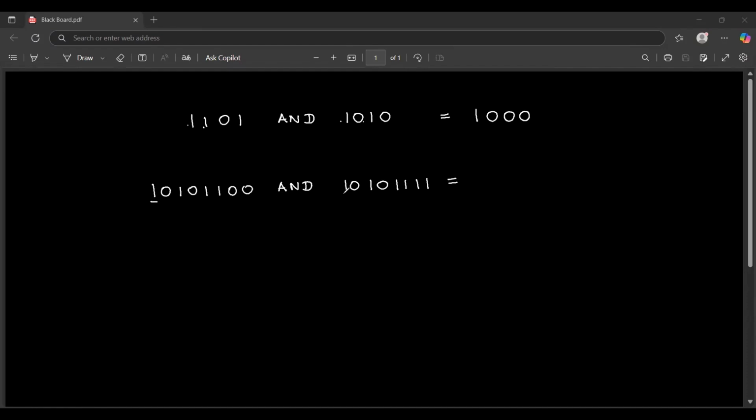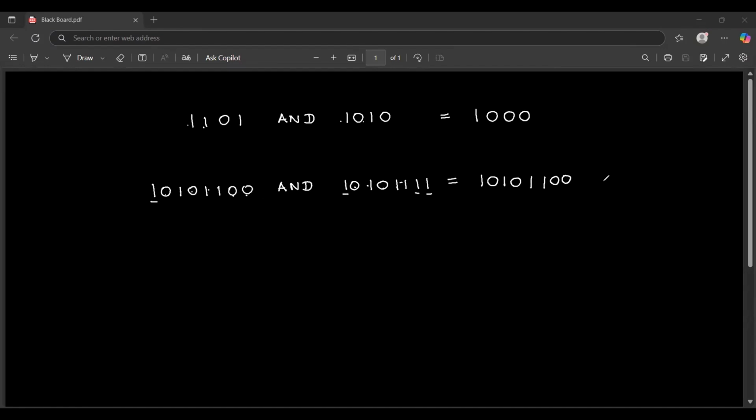Well, 1 into 1 will be 1, 0 into 0 will be 0, 1 into 1 will be 1, 0 into 0 will be 0, 1 into 1 is 1, 1 into 1 is 1. Since we have zeros here, both are zeros, it doesn't matter whether here we have 1 or 0. We can short circuit this. So 0 0 will be the output.